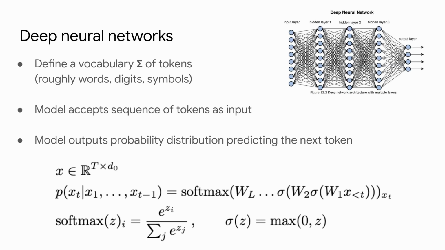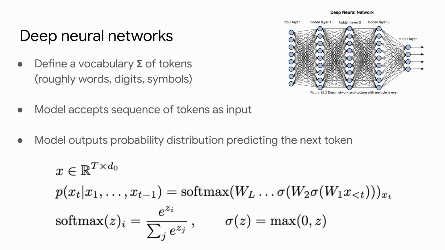So the basic setup: we're going to start with some vocabulary of tokens, some vocabulary sigma. Tokens for this talk mean, roughly speaking, a token could correspond to a word or to a digit or to a mathematical symbol. Usually we learn what the best tokens are given some statistical distribution in our data. That's not really going to matter for what we're going to talk about, at least for now. So just imagine that a token corresponds to a word.